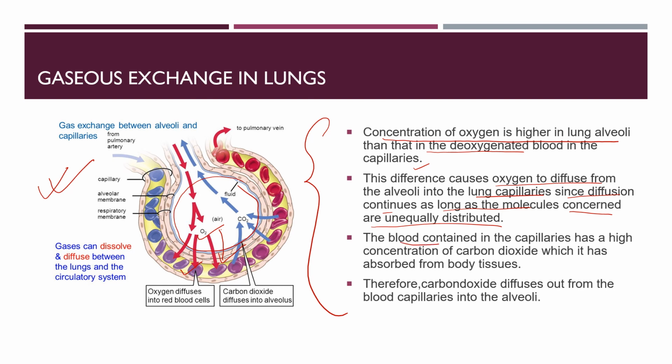Next, the blood contained in the capillaries has a high concentration of carbon dioxide, which it has absorbed from the tissues. From the body tissues, this carbon dioxide is being absorbed in the capillaries, and it is diffusing into the alveoli because the concentration of carbon dioxide in the capillaries is higher. Therefore, carbon dioxide diffuses out from the blood capillaries into the alveoli. This same process is happening. This is also the gaseous exchange in lungs, and these are the notes which I have made for you. Let us move on to the next one.